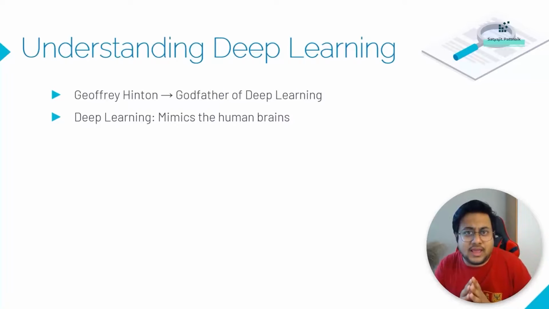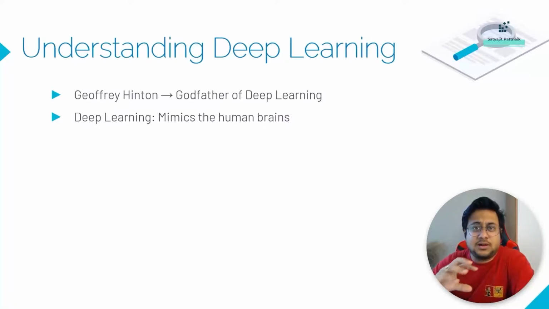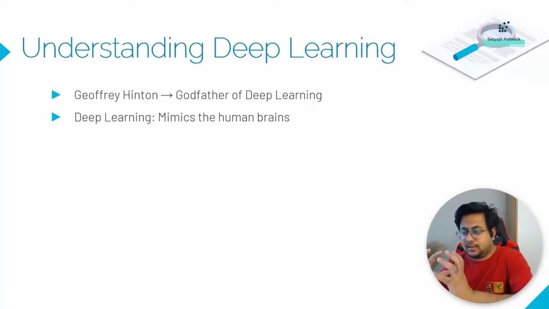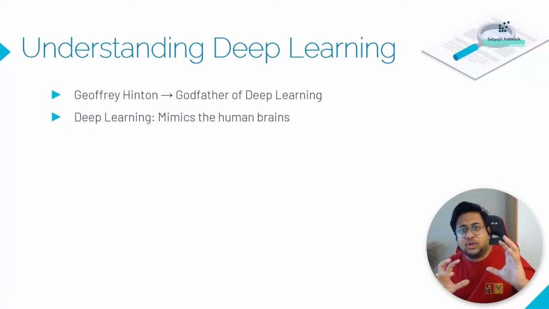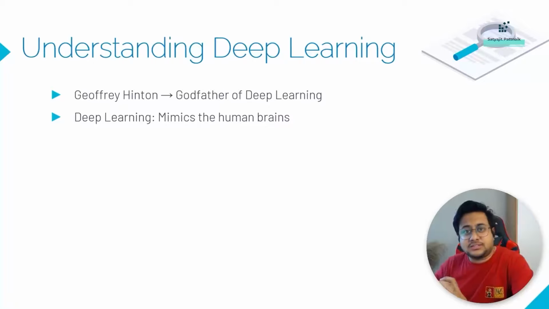Everybody knows about AI, everybody knows about machine learning, right? Machine learning is nothing but an area of research through which you can achieve AI, artificial intelligence. Now similarly, like machine learning is a subset of AI, very similarly, deep learning is a further subset of machine learning.